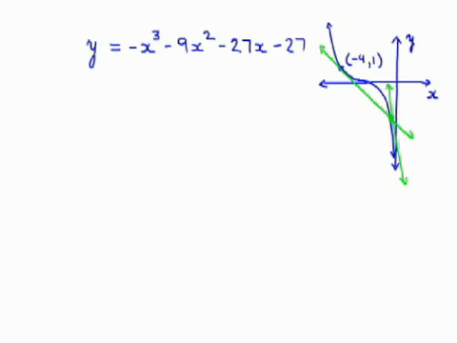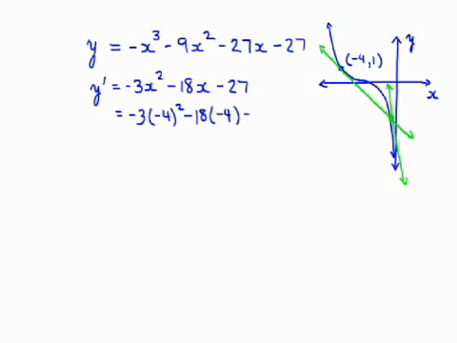We take the derivative of our cubic function using our power rule, and we find that y prime is equal to -3x squared minus 18x minus 27. What we're going to do is substitute -4 in for x so that we can find the slope of the tangent line specifically at x equals -4. When we do that, we find that the slope of the tangent line is equal to -3.